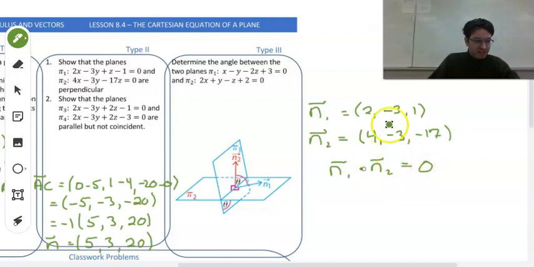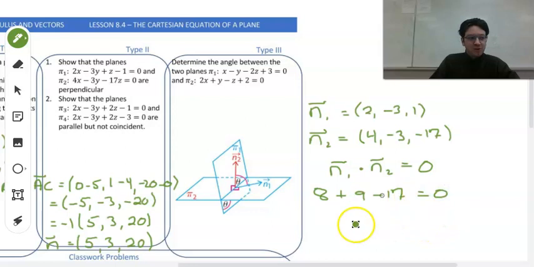So let's figure that out. 2 times 4 is 8. -3 times -3 is +9. And 1 times -17 is -17. Does that equal 0? Yes, it most certainly does. So those two planes are definitely perpendicular to each other.